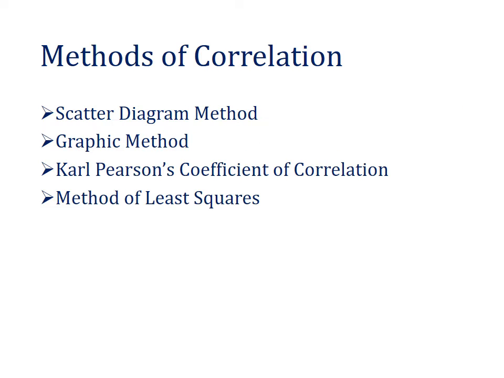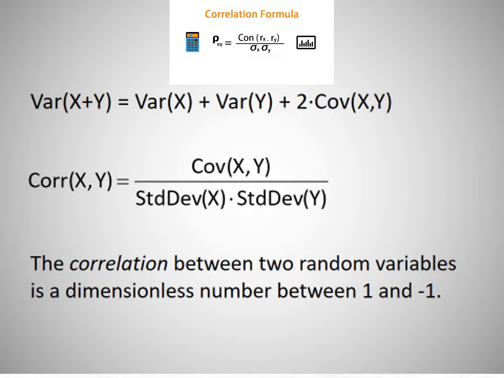There are different methods of studying correlation. Here we discuss a few methods: the scatter diagram method, the graphic method, the Pearson coefficient of correlation, and the method of least squares, which are used when studying the correlation of variables. Here is the correlation formula, for example for two variables x and y: the covariance of x and y, divided by the standard deviation of x times the standard deviation of y.